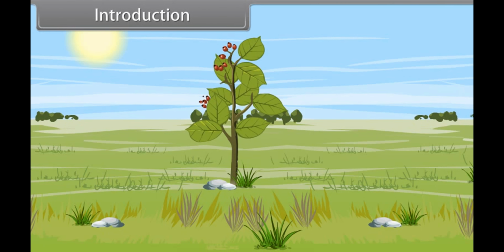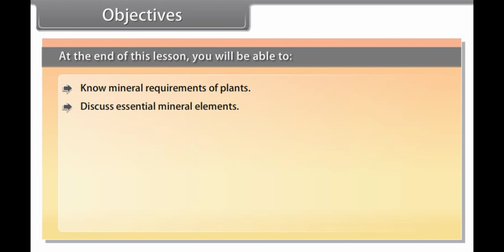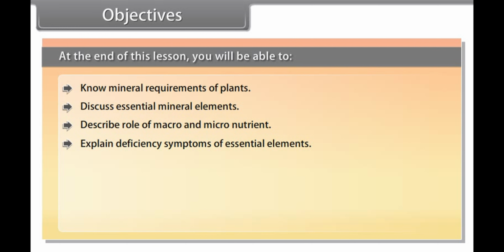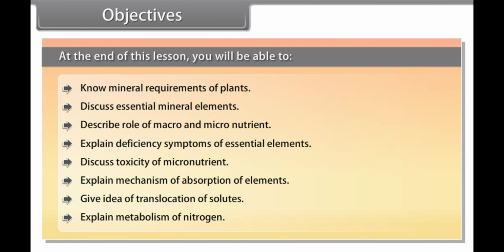So, throughout this module, we will learn about essential nutrients for plants. Objectives. At the end of this lesson, you will be able to know the mineral requirements of plants, discuss essential mineral elements, describe the role of macro and micronutrients, explain deficiency symptoms of essential elements, discuss toxicity of micronutrients, explain the mechanism of absorption of elements, give an idea of translocation of solutes, and explain metabolism of nitrogen.